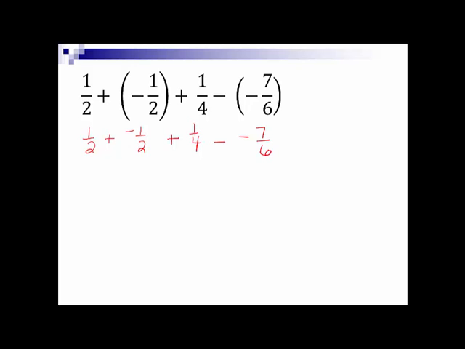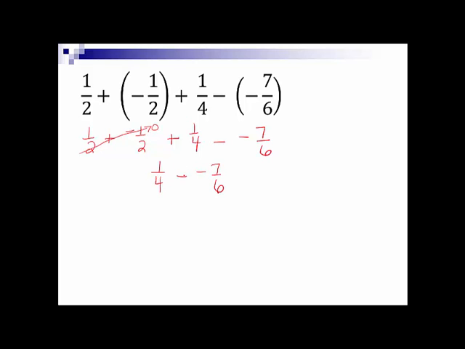They'd only mean multiplication if there was no other operation in front. But because there's a subtraction here, that's subtraction. Because there's addition, that's addition. So then I'd go left to right, because addition and subtraction happens left to right. So 1/2 minus 1/2, hey, those are additive inverses. Those two will actually zero out. So I really just have 1/4 minus a -7/6.